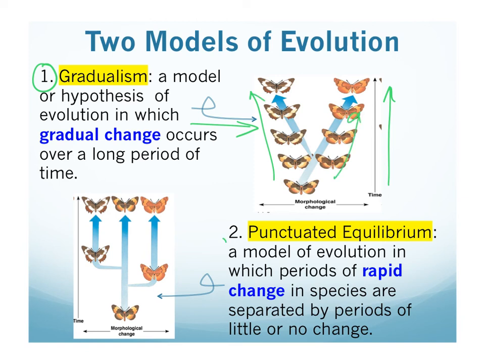Okay, punctuated equilibrium is shown here, and that's a model of evolution in which periods of rapid change in species are separated by periods with little or no change. So there's like a rapid change here, and then a long period, and then a very fast change, and then a long period of time, okay? So in gradualism, you see a bunch of intermediate species, whereas in punctuated equilibrium, you don't see as many intermediate species.